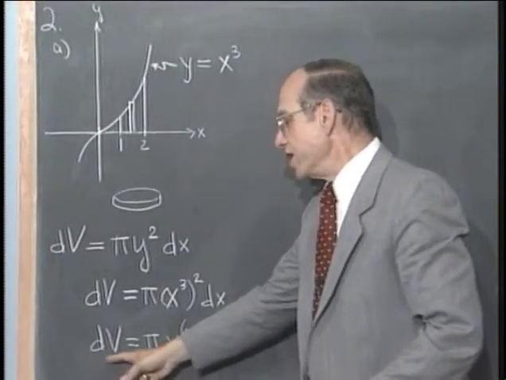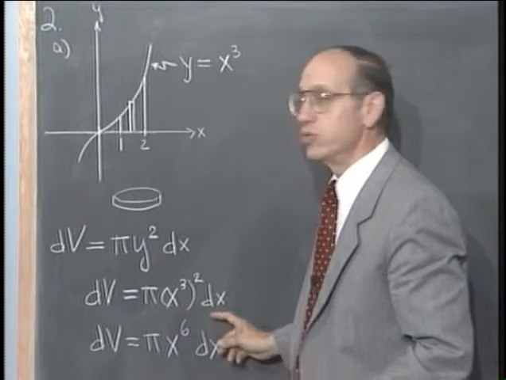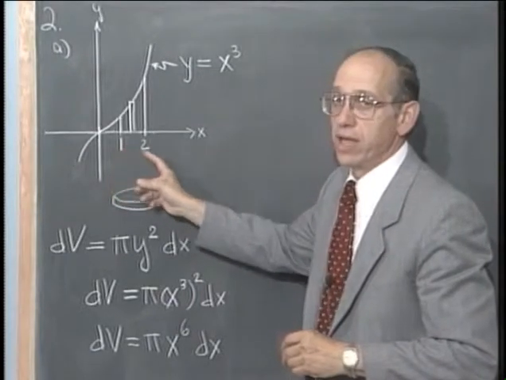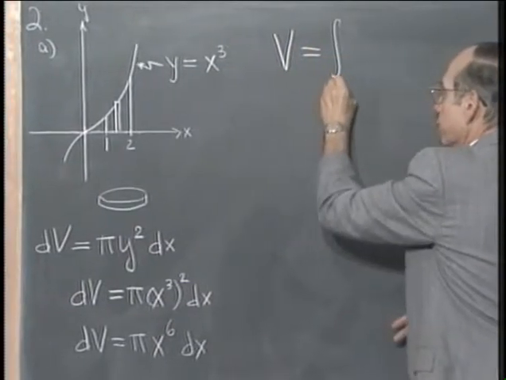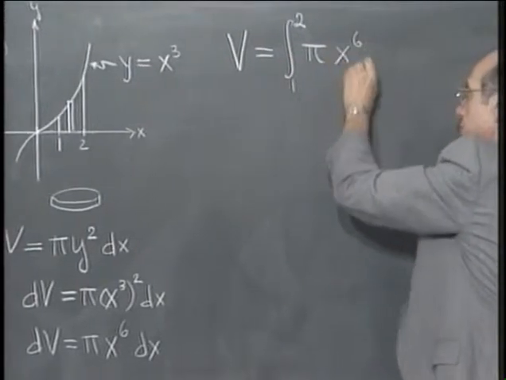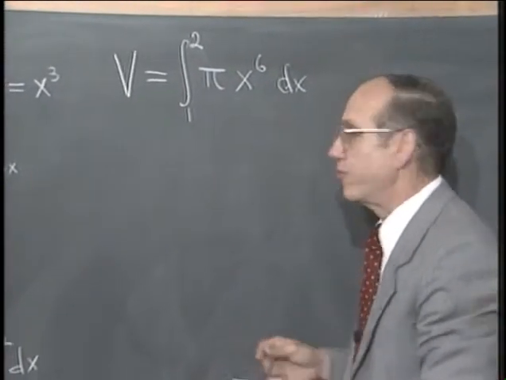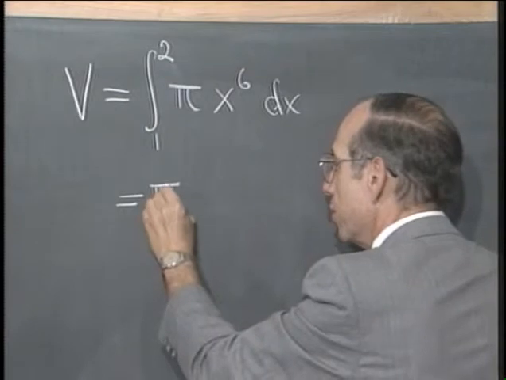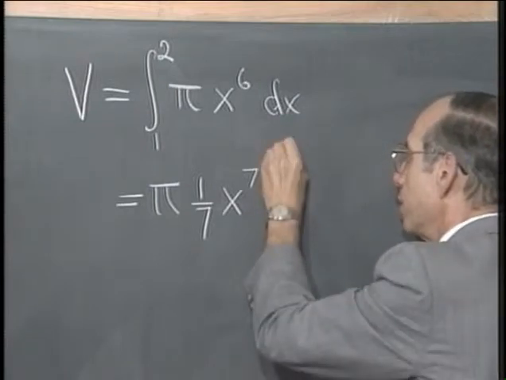The volume is the integral of dv between the two limits of integration, that is, between the two x values that define the region we're talking about. And those x values are x equal 1 and x equal 2. So we have that the volume is equal to the integral from 1 to 2 of pi times x to the 6th times dx. Pi, of course, is a constant. We can factor pi, find the antiderivative of x to the 6th, which is 1/7 of x to the 7th, and we evaluate from 1 to 2.